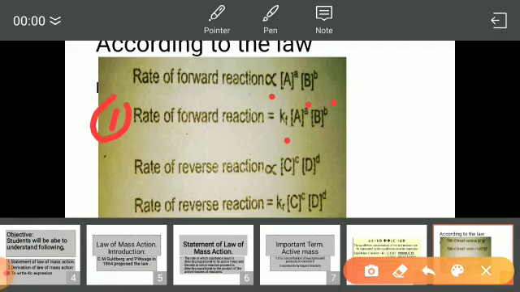Now, in the same way, we have equation number 2. Rate of reverse reaction is directly proportional to the products, and we have products C and D. And again, these small c and d are coefficient numbers or the number of moles that become powers. Now we have two equations, equation number 1 and equation number 2.